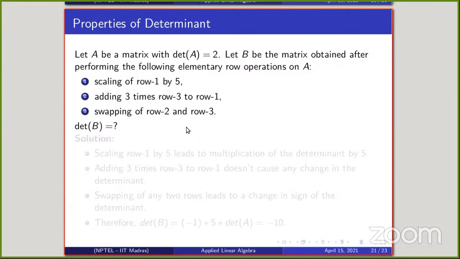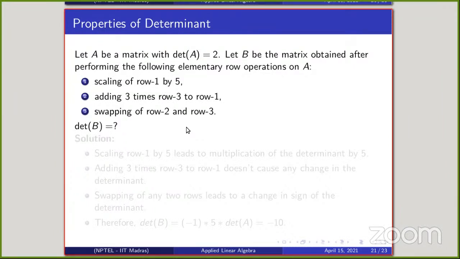So the next question we have is on the properties of a determinant. We have said that a matrix A has determinant equal to 2, and matrix B is obtained from matrix A by scaling row 1 of matrix A by the number 5, then adding 3 times row 3 of matrix A to row 1, and swapping row 2 and row 3. So after you do all these three operations on matrix A in this sequence, what is the determinant of the resulting matrix B?